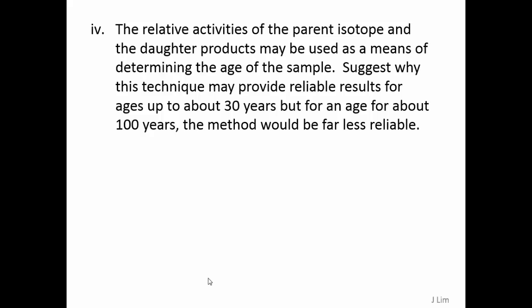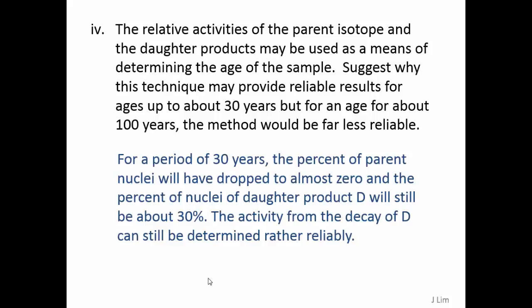The relative activities of the parent isotope and the daughter product may be used as a means of determining the age of the sample. Suggest why this technique may provide reliable results for ages up to 30 years, but for an age of about 100 years, the method would be far less reliable. For a period of 30 years, the percentage of parent nuclei will have dropped to almost 0, and the percentage of nuclei of daughter product D will still be about 30%. The activity from the decay of D can still be determined rather reliably.